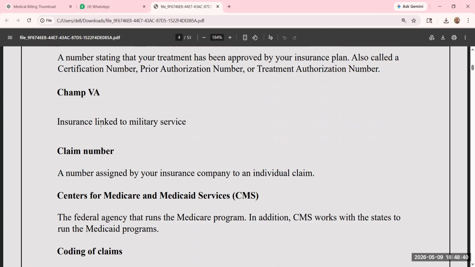Champ VA is the insurance linked to the military services. Whenever Champ VA is mentioned, it means insurance linked with the military services.